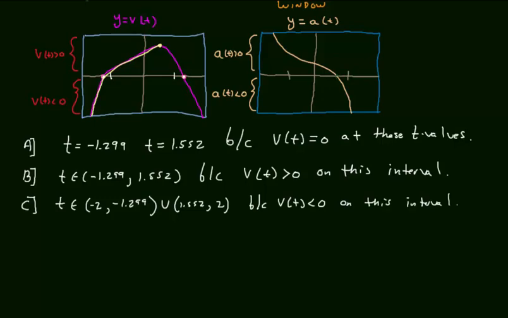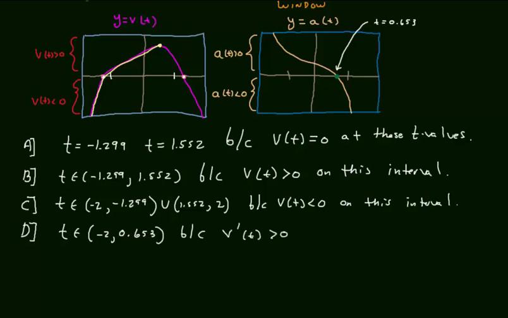We'll use the calculator in the same way to find the 0 of the acceleration graph, and when you do that, maybe take a minute to do it. When you do that, it'll come out to be 0.653, and we'll use that to answer the question. On what interval is the acceleration positive? t is an element of negative 2 to 0.653, and again that's because v prime of t was greater than 0 on this interval.